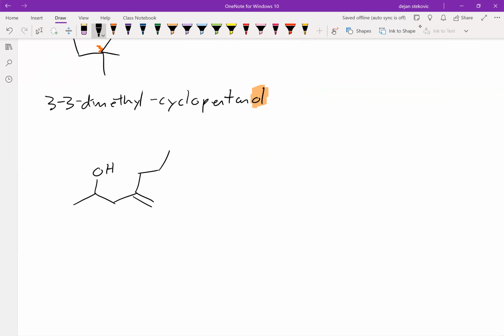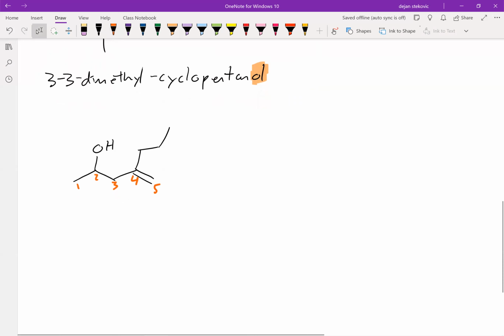Again, here we have an alcohol. The alcohol is going to take priority over alkenes as well. So we can number this as 1, 2, 3. And then the alkene has a higher priority than the alkane. So this would be 4 and then 5. And then what we can see is on the 4 position, we have 3 carbons. So that's called a propyl group. We have 1, 2, 3 carbons there.